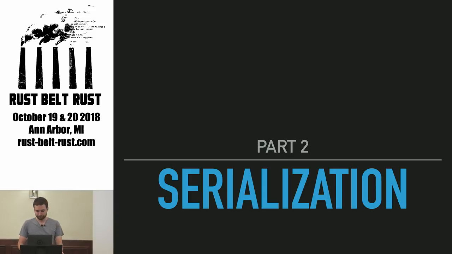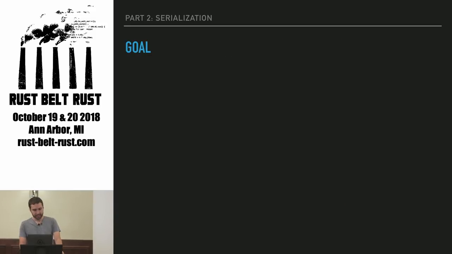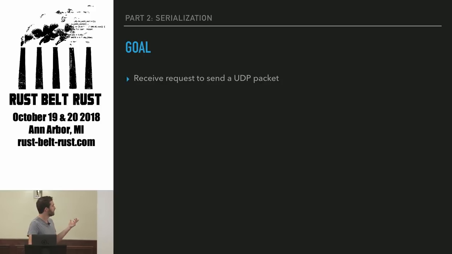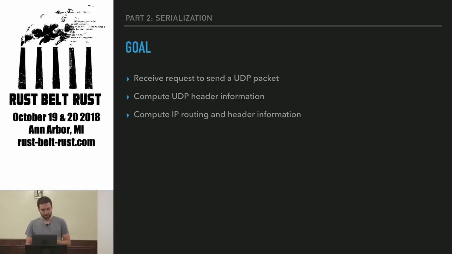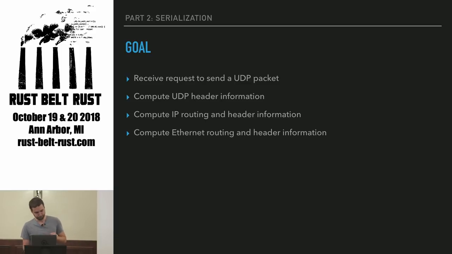Let's get into serialization. So the goal here is that we are going to receive a request to send a UDP packet. So there is an application, like a DNS client or something, that says, here are the contents of a UDP packet that I would like you to send out onto the network. First, we're going to compute some header information for the UDP packet. Then we're going to compute some routing information for IP, where are we sending this thing, and then some information about what the IP header will need to have. Then some Ethernet routing and header information.